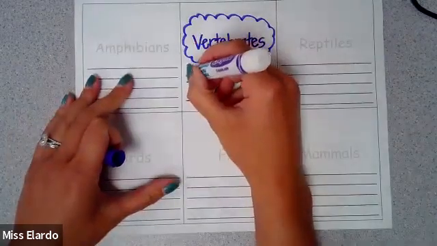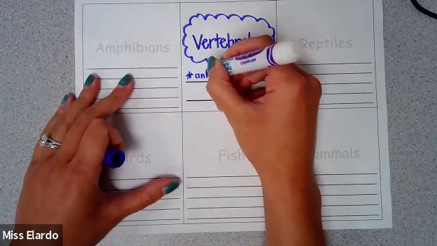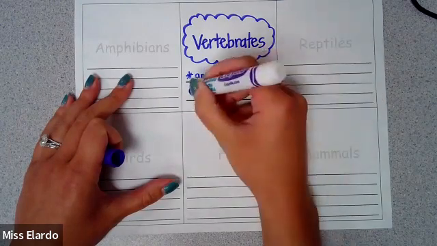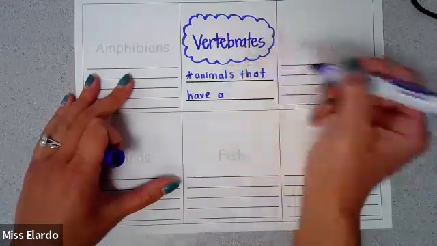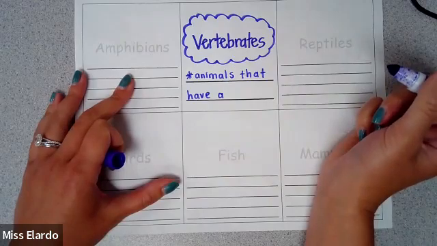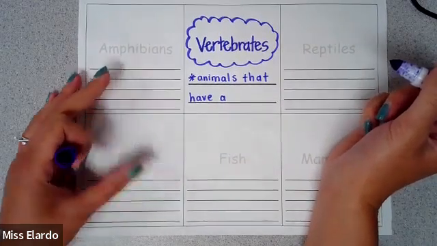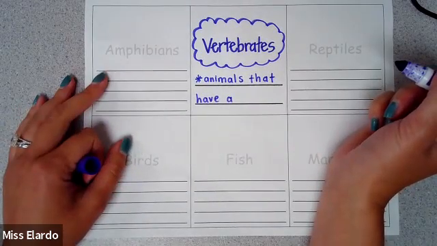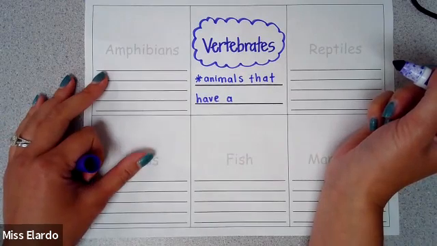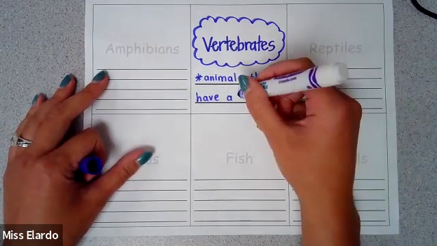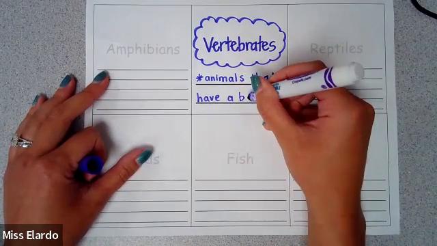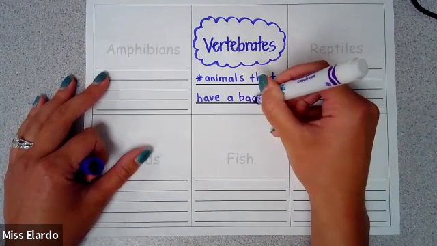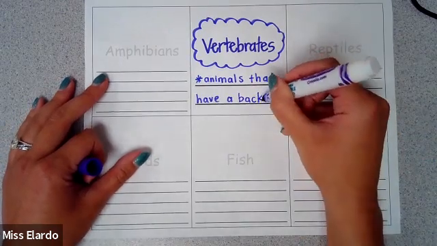I'm going to write that right here on the line. They are animals that have... any guesses? Vertebrates are all animals that have... Elijah, what's your guess? No. No other guesses? Noah? I'm guessing vertebrates have a baby. Good guess. No, it's backbone.